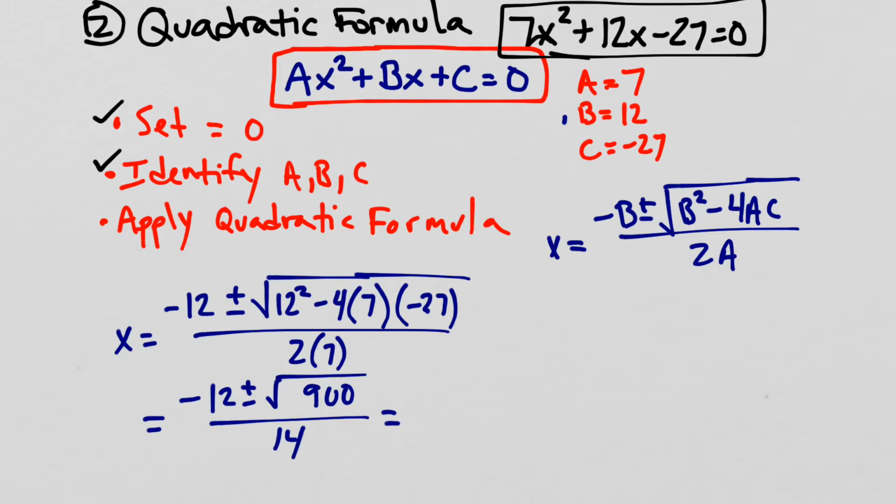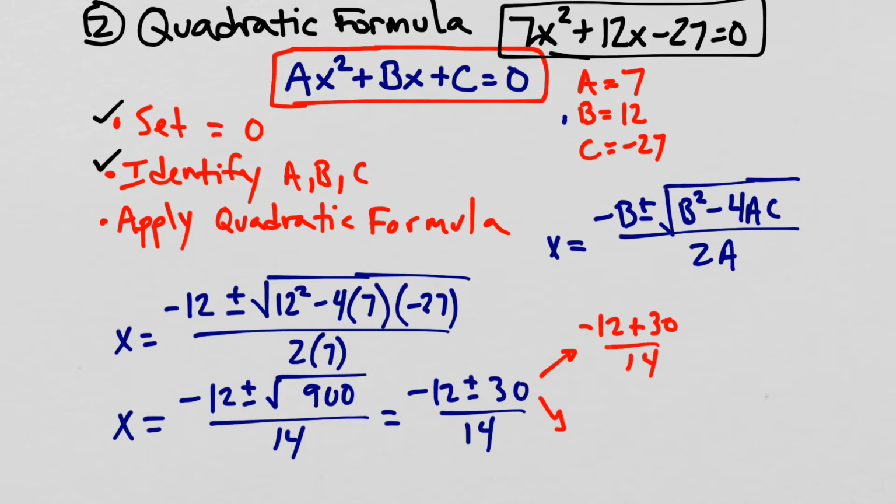So now we continue to solve. All right, and again, they're still equal to x. So now we have negative 12 plus and minus, but now we find the square root of 900. The square root of 900 is 30, divided by 14. So we have 2 possible ways to go. Path number 1 is negative 12 plus 30 divided by 14. Path number 2 is negative 12 minus 30 divided by 14.